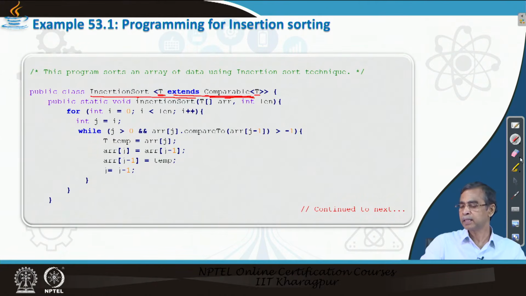That means that you should write generic programming, that is good. And this is the class, and this is the method, right, which belongs to this class. The method is basically the implementation of the insertion sorting algorithm.